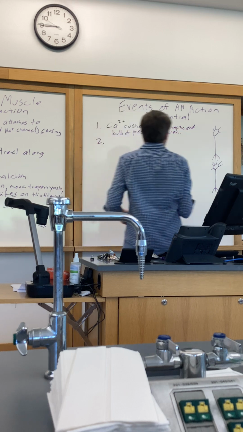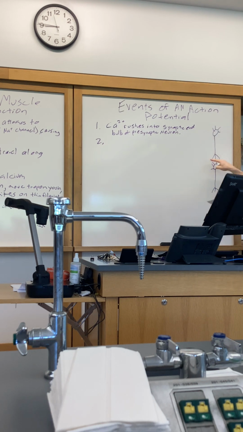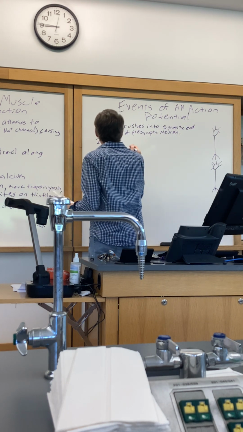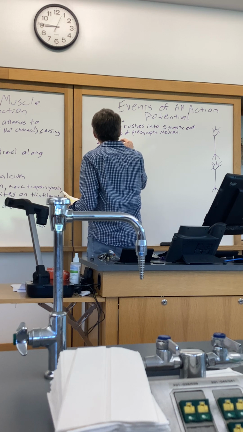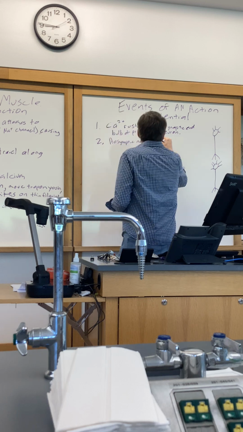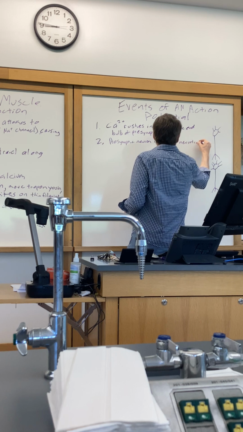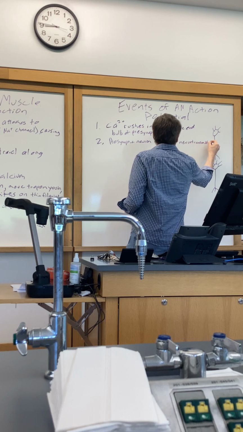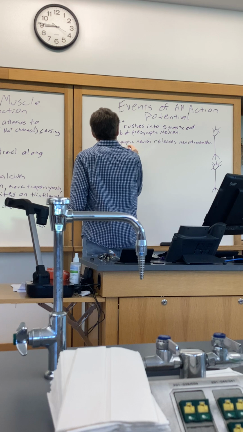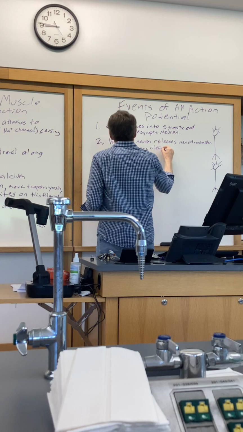All right, and when the calcium rushes into the synaptic end bulb, what does that cause the presynaptic neuron to do? Release a neurotransmitter. It's going to release neurotransmitter into, what's the name of that space there? The synaptic cleft or synaptic gap, right? So we'll just say releases.